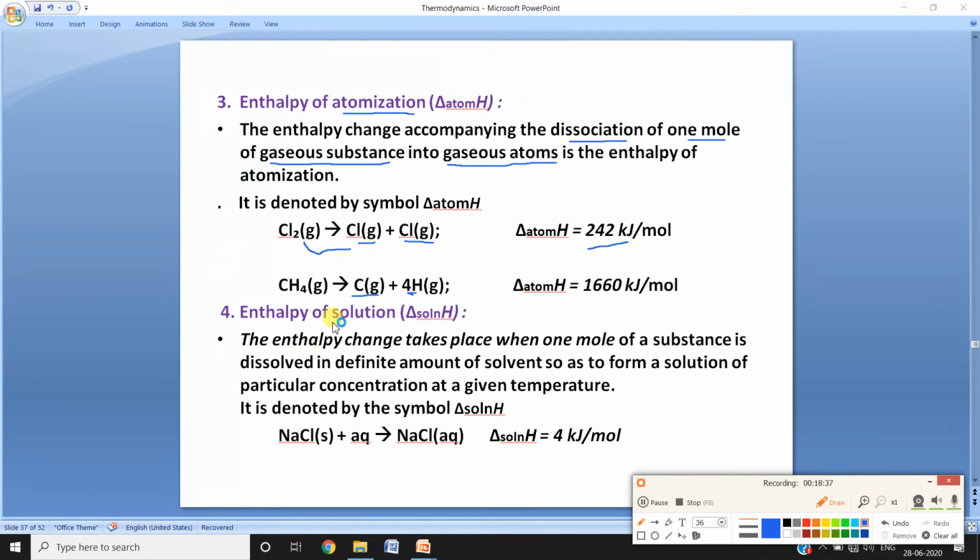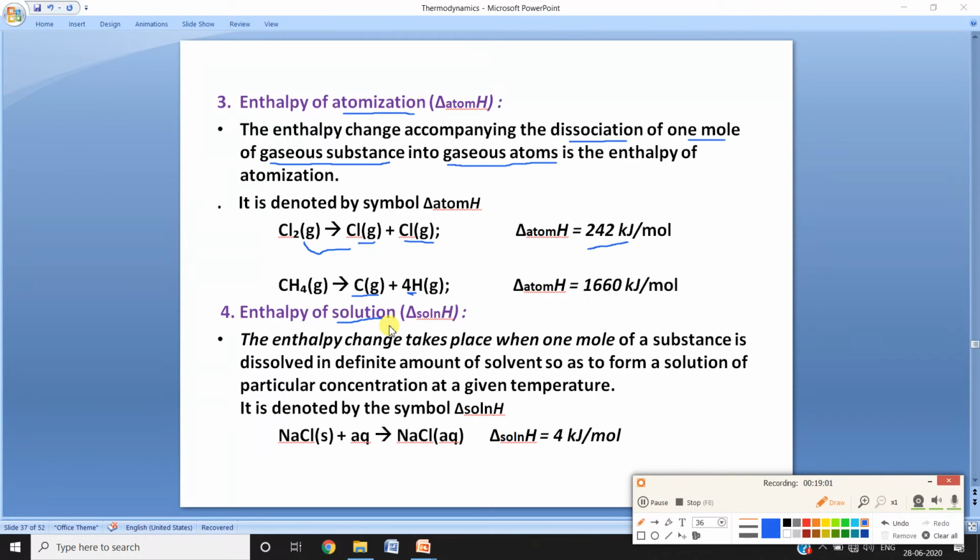Now the next one is the enthalpy of solution. Students, we know how a solution forms: solute plus solvent, like sugar and water. Sugar is the solute, water is the solvent. So that sugar dissolves into the solvent water to form the solution.